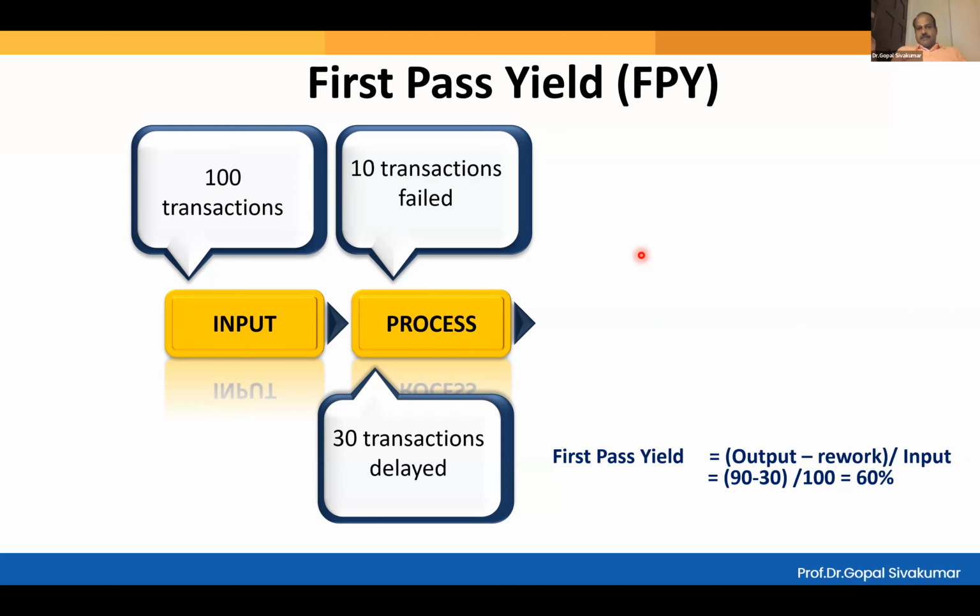Delay itself is a failure. And why is there a delay? Something went wrong. So attention is required, some correction is required. As a result, you achieved 90%. But it doesn't mean that your yield is 90%. Your yield is actually 60% only. But we over-projected the yield.